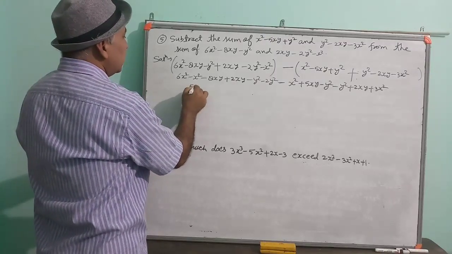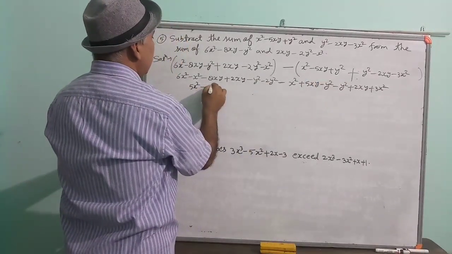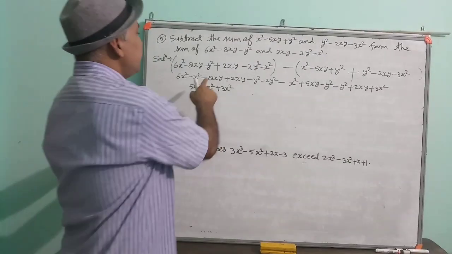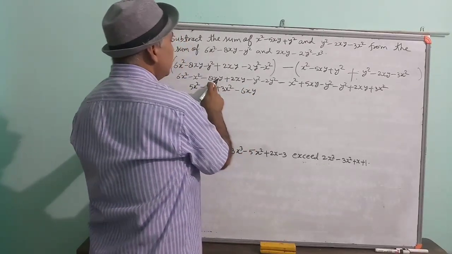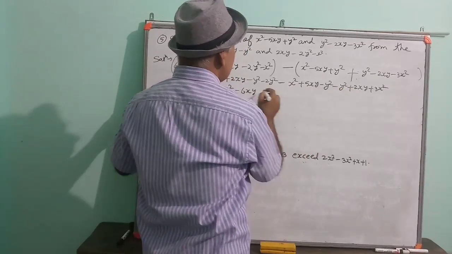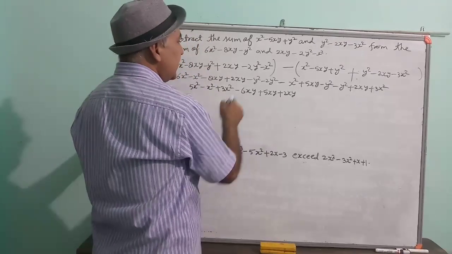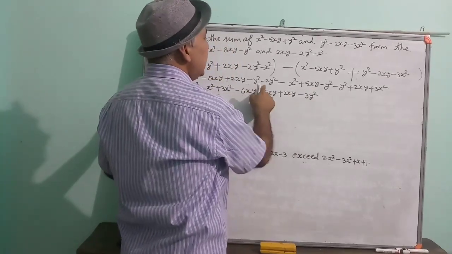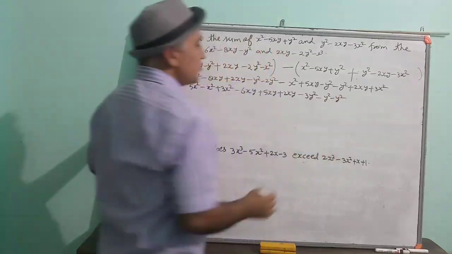6 minus 1. This is 5x square minus x square plus 3x square. I have written all the like terms together. Minus 8 plus 2, it will be minus 6xy. Now here 5xy plus 2xy. Okay? Minus y square minus 2y square is minus 3y square. Here minus y square and minus y square.